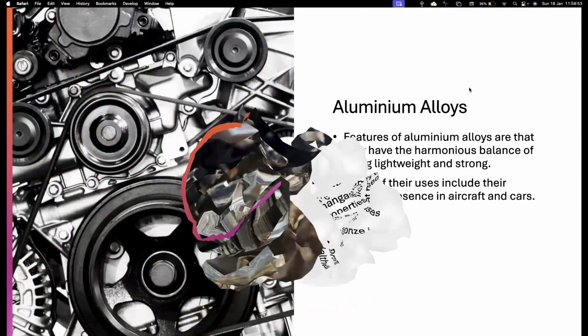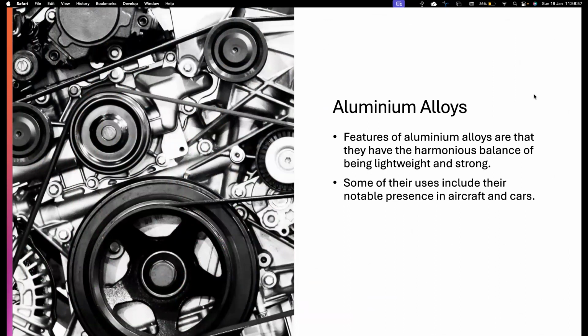Now we need to have a look at aluminium alloys. These are well-renowned alloys, which are known to be very lightweight and strong. It has a very good balance of that. The reason we use aluminium alloys in this sense is because pure aluminium is very soft. But when we alloy it with other elements, such as copper, magnesium or silicon, its strength increases significantly.